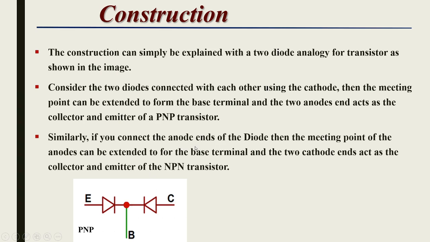Similarly, if you connect the anode ends of the diodes, then the meeting point of the anodes can be extended to form the base terminal, and the two cathode ends act as the collector and emitter of the NPN transistor. So if you connect two diodes back to back, the common terminal between the anodes is treated as the base terminal, and the two cathode terminals are treated as the emitter and collector terminals of the NPN transistor.